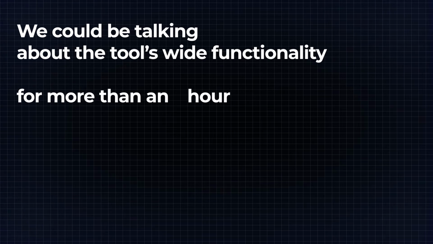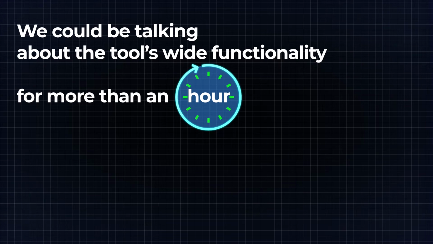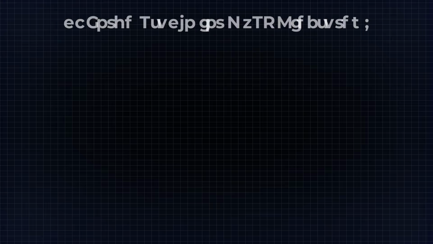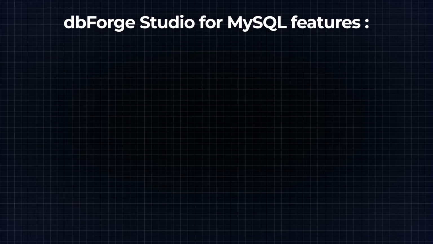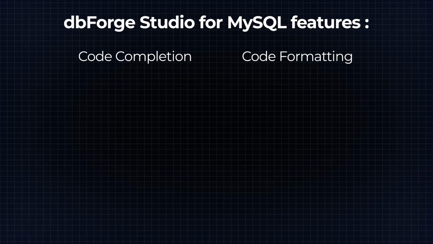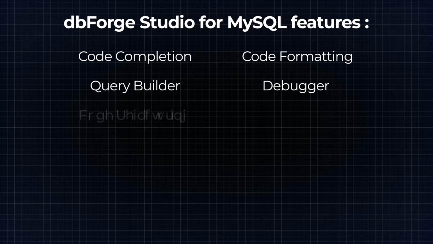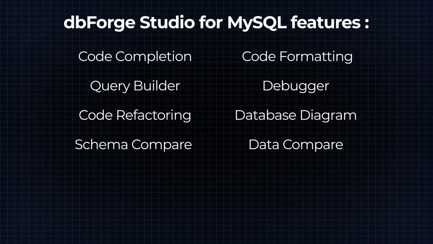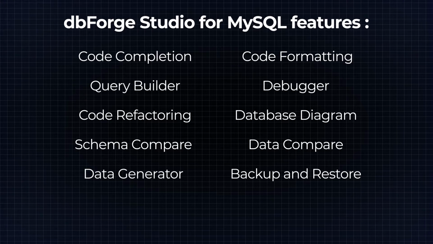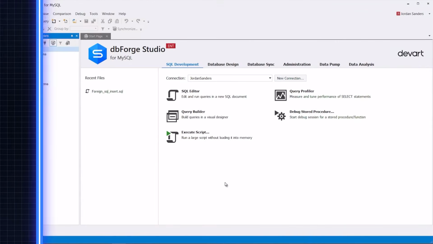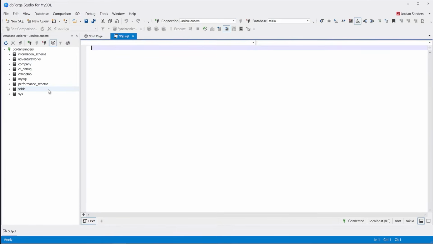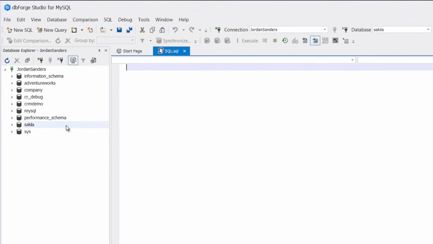We could be talking about the tool's wide functionality for more than an hour, but it's better to try something yourself than to hear about it. Here are just some of the features that dbForge Studio for MySQL has: code completion, code formatting, query builder, debugger, code refactoring, database diagram, schema compare, data generator, backup and restore. Let's discuss some of them in further detail. Developers with at least basic experience know that code writing can be rather tiring, especially when it comes to working with multiple code fragments of the same type.